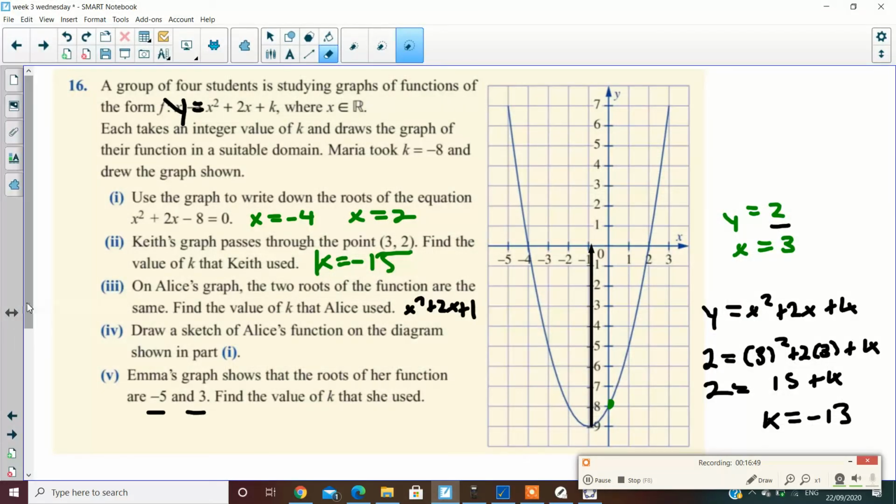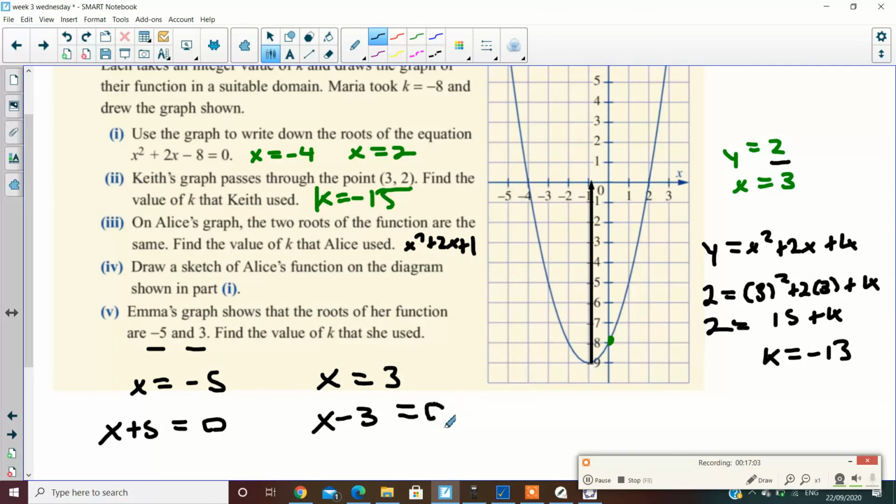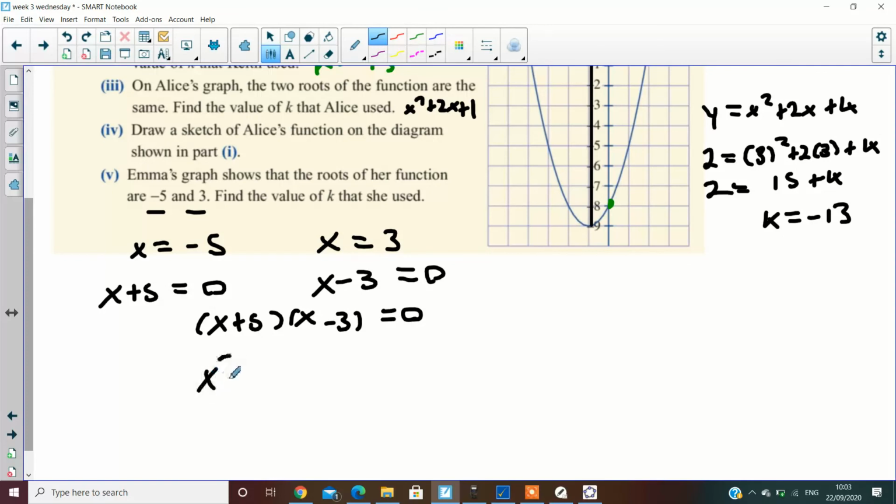So here's what you do. You start off and you go in reverse. What's the function answer? X equals minus 5 and x equals 3. Go in reverse. What's the step before that? X plus 5 equals 0 and x minus 3 equals 0. What's the step before that? Multiply the brackets: x plus 5 times x minus 3. Minus 3x plus 5x, take away 15. And your answer is x squared plus 2x minus 15. That implies a k value of minus 15. Is that right? So it showed you graphically, and now it shows you algebraically. Okay? Is that us?